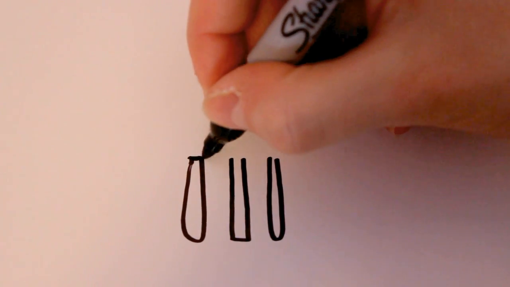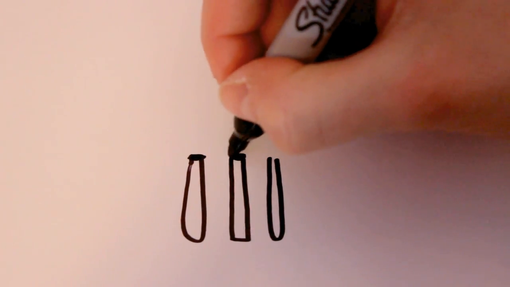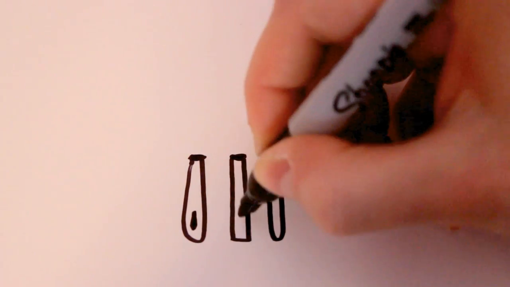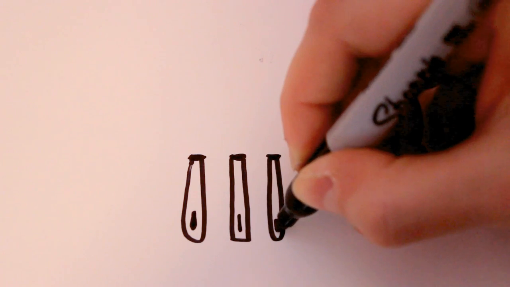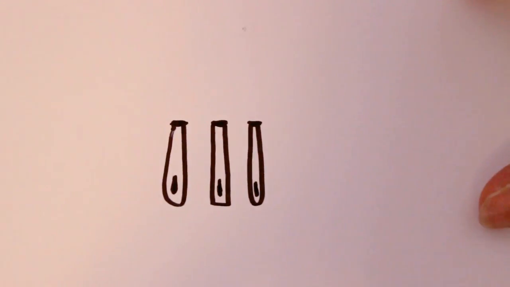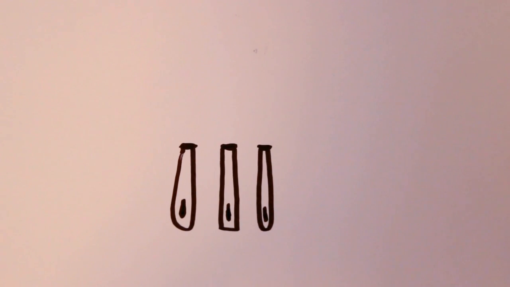And then for the bases on each one, I'm going to draw just three little black ovals just at the top. And then I'm also going to draw a teardrop detail on the bottom of these to show like it has a hole in it that you can maybe hang it up like most utensils do.